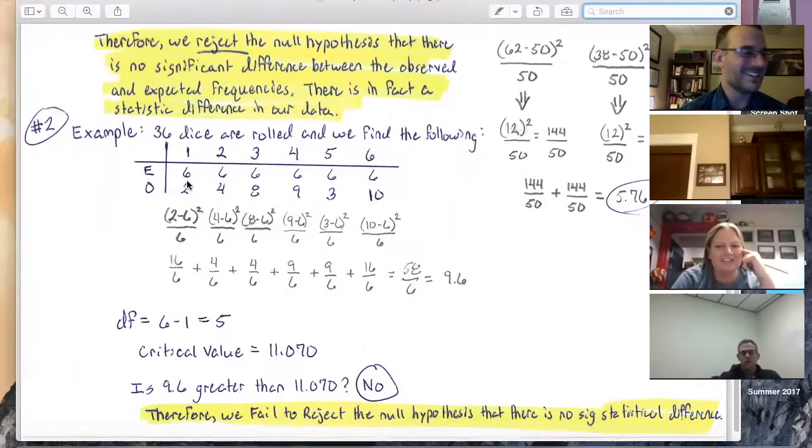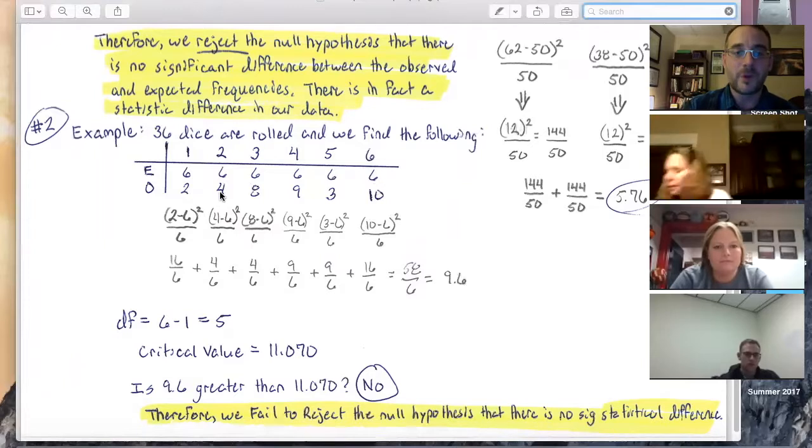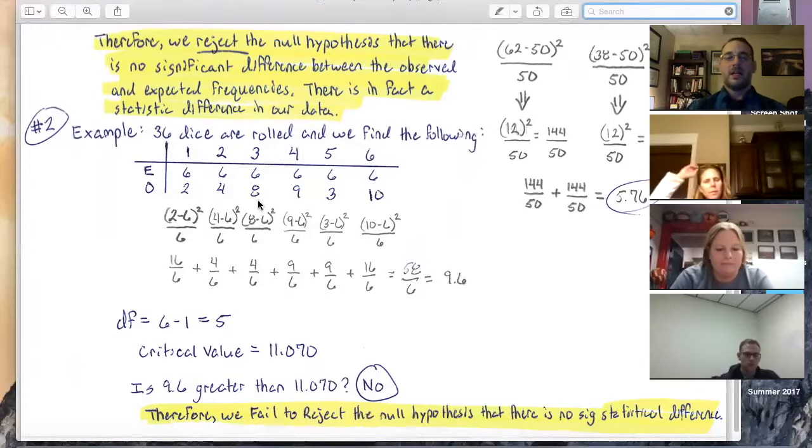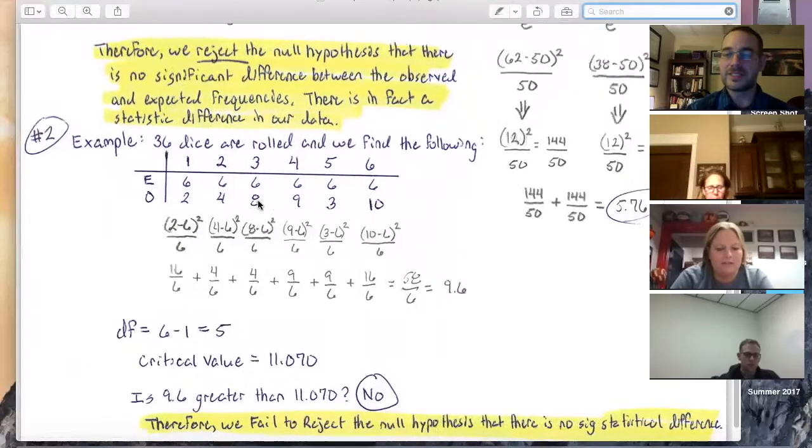Maybe a scary reminder. All right, so we roll the dice 36 times. Now, if we roll the dice 36 times, most likely, probability is going to tell us we're going to get different numbers. But these were the values that they came up with. They rolled 2 1s, 4 2s, 8 3s, and so on.